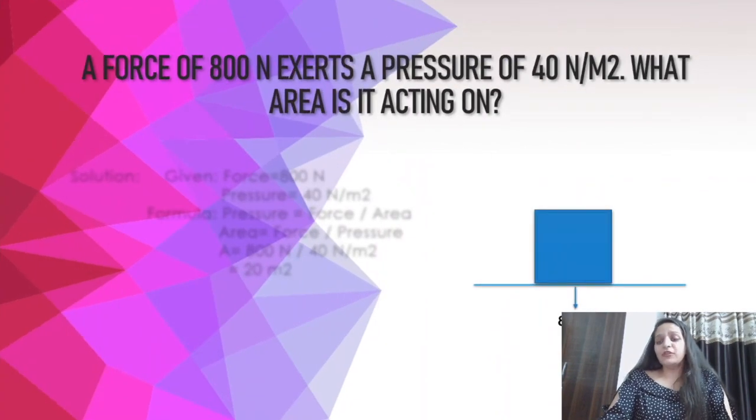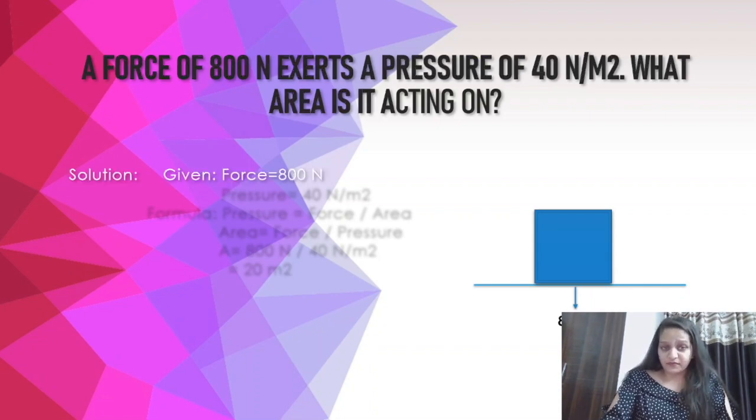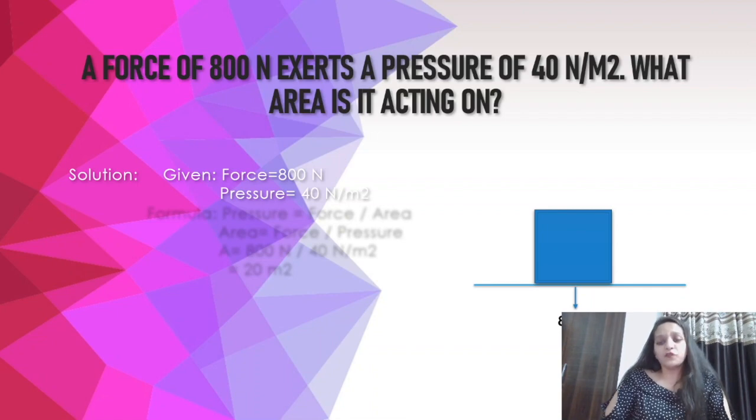Now let's have a look at another question. A force of 800 Newton exerts a pressure of 40 Newton per meter square. So what is the area acting on it? Here, what we have to see is that they have given us the force, that is 800 Newton. Then they have given us the pressure, that is 40 Newton per meter square. So what are they asking for? They are asking us for the area. So this is how we can solve our numerical.